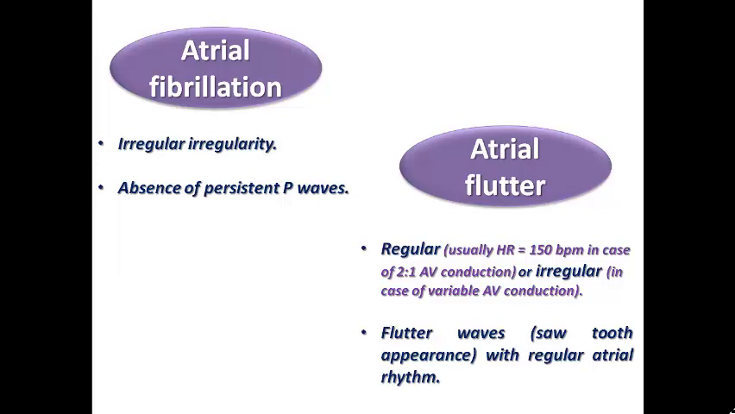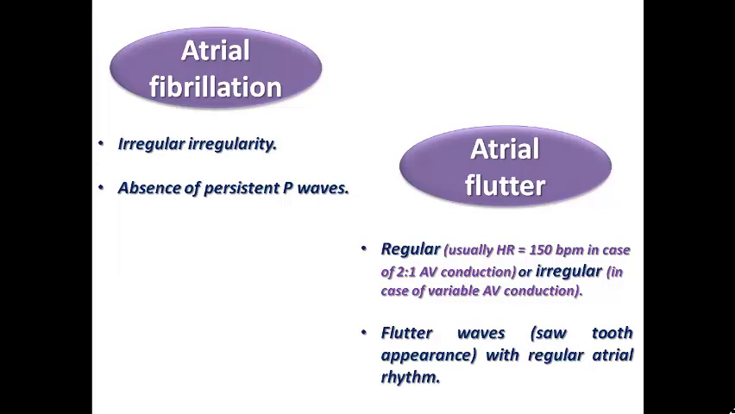And atrial flutter in most cases is regular, like in most cases the heart rate is 150 beats per minute due to 2-to-1 conduction, but it may be irregular due to variable AV conduction, and it shows flutter waves with a sawtooth appearance with regular atrial rhythm. So when you measure the intervals between the flutter waves, you would find that they are regular because it is a macro re-entrant circuit, one circuit inside the atrium. But atrial fibrillation is completely irregular.